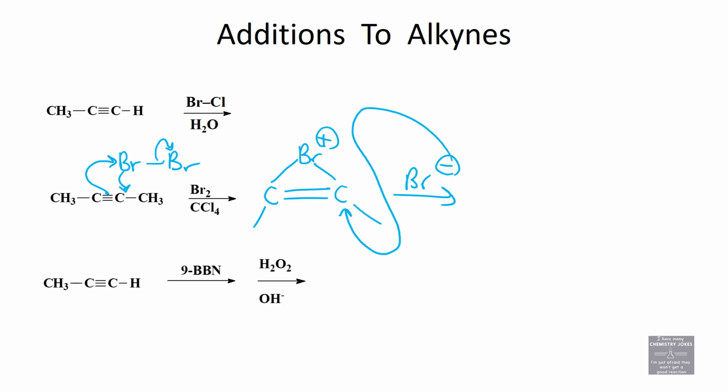Bromide busts open that bromonium. Either side is equally substituted, so it doesn't matter. I end up with a bromine here and a bromine there because halogenation does anti-addition. When you bust open that bromonium, you have to invert that stereocenter. So we end up with the E alkene and only the E alkene in that example.